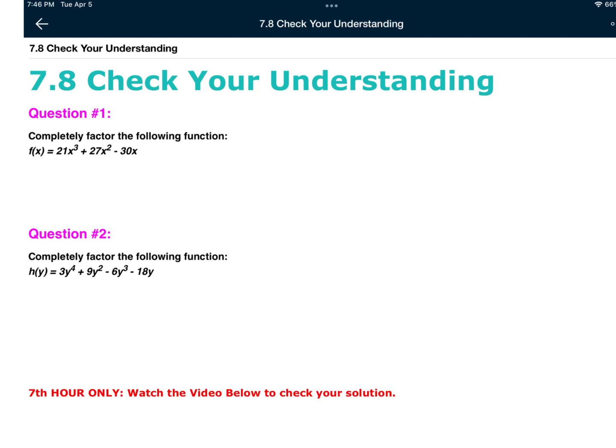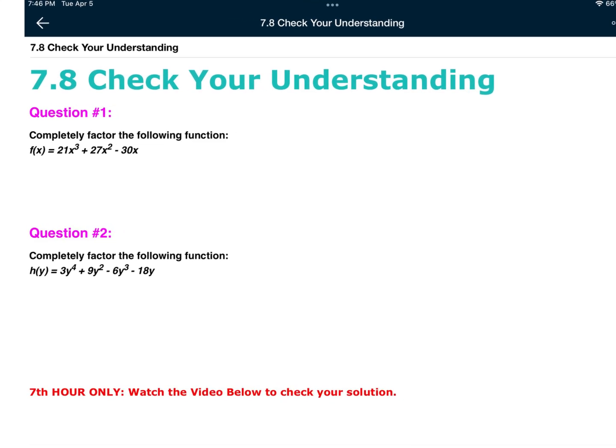Okay, so today I want to have you do a check your understanding on 7.8 here. And the first thing I want you to do is look at question 1, and here we have a trinomial, and I want you to try to factor it completely to see what you can get. So take a few minutes on your paper and try this, and then I'm going to prompt you to put in the factors.